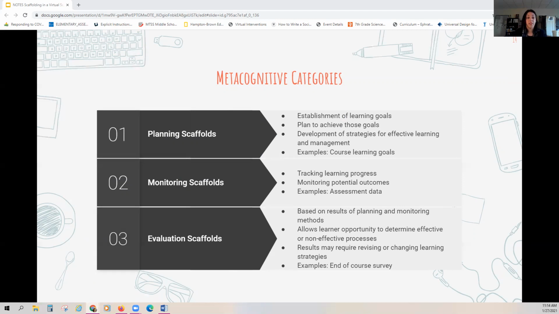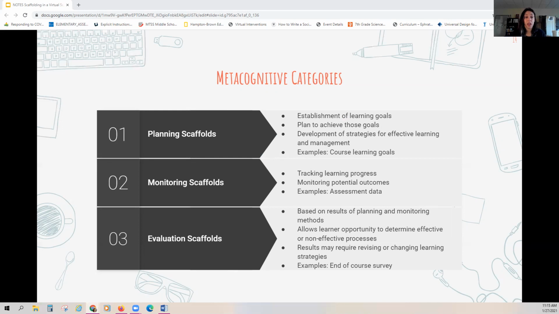For monitoring scaffolding, that's when we're tracking learned progress as well as monitoring potential outcomes. Best example is going through assessment data with students. And I'll talk a little more about data conferencing, but that would be a great example of tracking your learning progress, whether it's with an online learning program or progress monitoring or just overall assessment data. That would be an example.